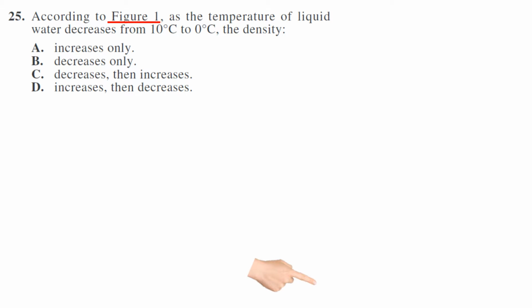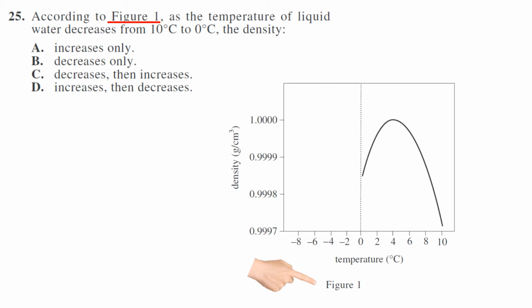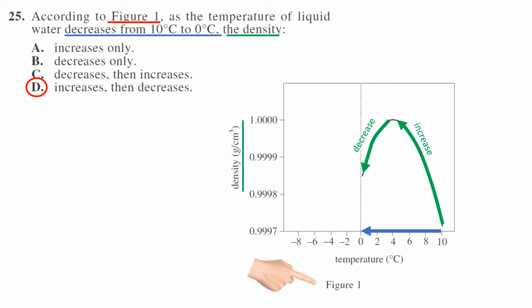According to figure 1, so put your finger on figure 1, as the temperature of liquid decreases from 10 to 0. So decreases from 10 to 0, so it goes down. The density does what? So it is going to go up, so it increases, and then back down, decreases, so increase, then decrease. The answer is D.